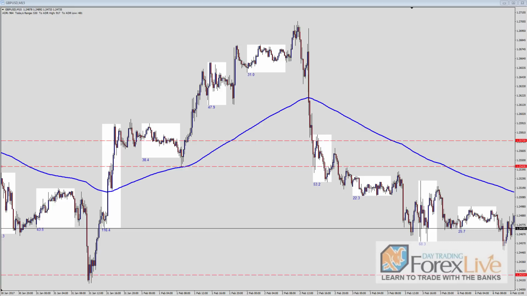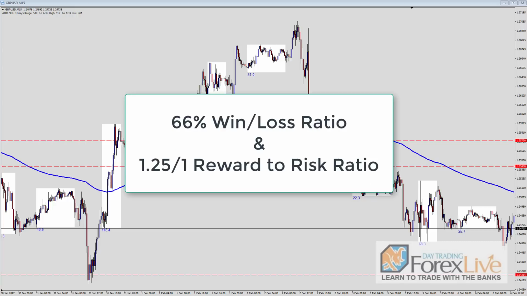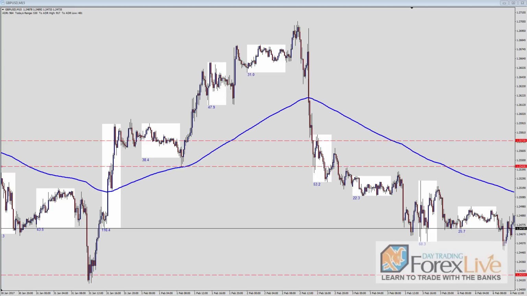The bottom line, this month we had a total on the euro dollar and the pound dollar of 6 trades that make up that 4.8% gain. We had a 66% win-loss ratio and an actual reward to risk of 1.25 to 1. So not that great of a reward to risk ratio this month on our actual closed trades, but a decent win-loss ratio kind of made up for the reduced reward to risk this month.